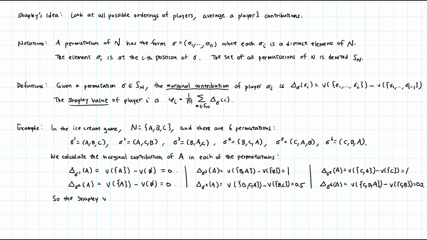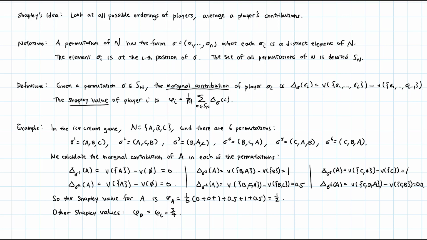So the Shapley value for A is phi A, which is equal to 1/6 of the sum of these marginal contributions, and that is 1/2. If you calculate the other Shapley values, you get phi B is equal to phi C, which is 3/4. This means that when the 3 players form the grand coalition and get 2 liters of ice cream, a fair way to distribute the ice cream to these players according to Shapley is Alice gets half a liter, and Bob and Carol receive 3/4 of a liter each.